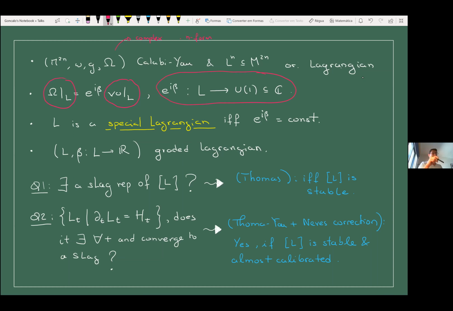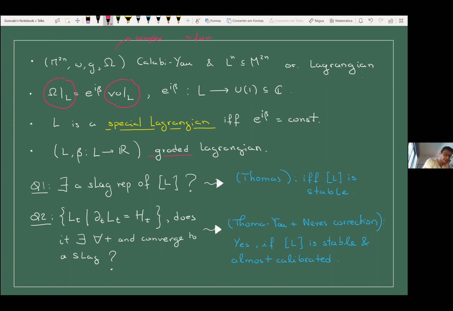And so you must be able to find a lift from beta from this function to R. That lift is usually called the grading, and the corresponding Lagrangians are called graded. Everything I will mention is with respect to graded Lagrangians. Okay, and then the two questions are: is there a special Lagrangian representative of a Hamiltonian isotopic class?